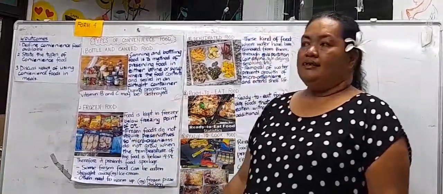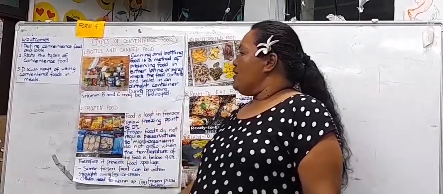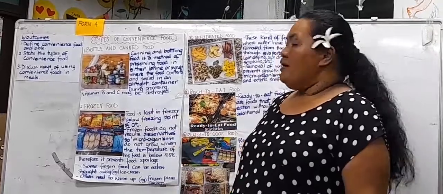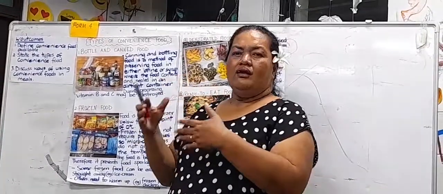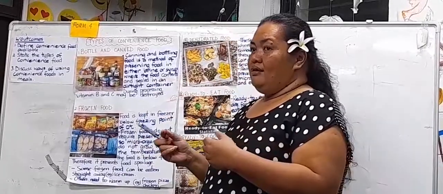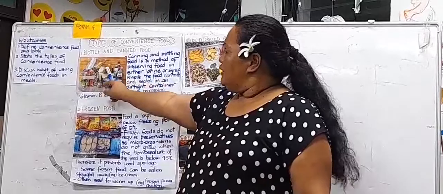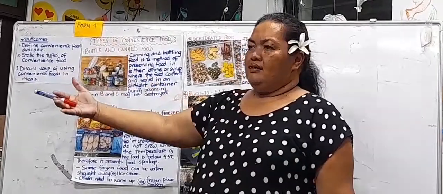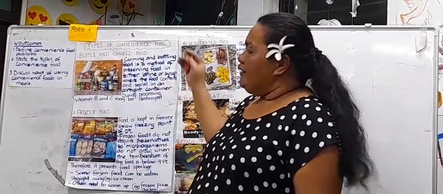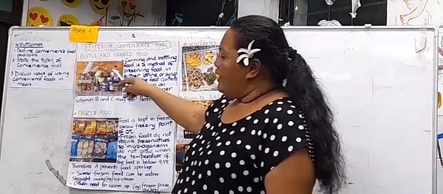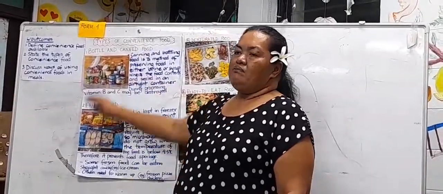During processing, as I told you before, vitamins B and C may be destroyed because we use a lot of processing time. So with the heating, and the brine that's used, the heating process, some of the nutrients and vitamins can be lost.